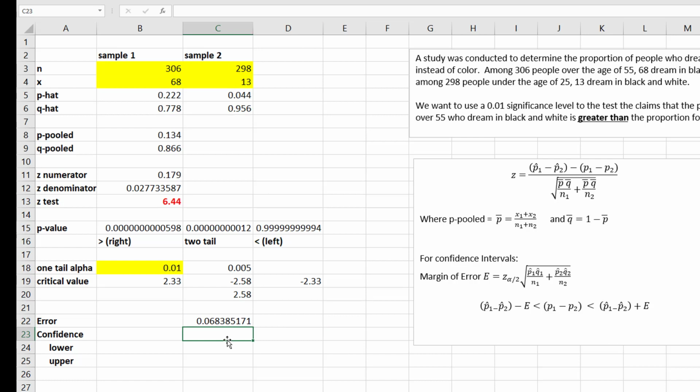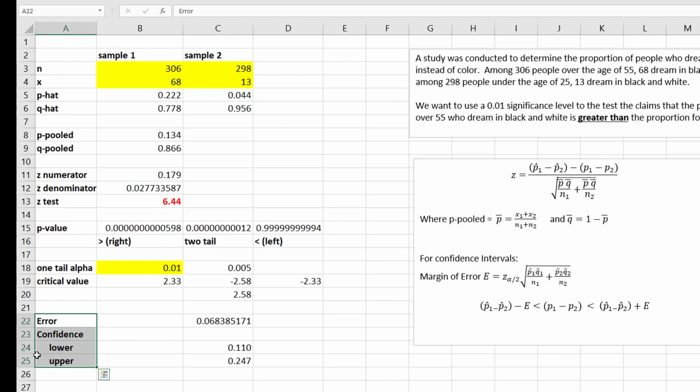So that's my error. So how do we find the lower confidence interval? We take p hat of sample 1 minus the p hat of sample 2 and subtract the error. So I take p hat sample 1 minus p hat sample 2 minus my error. And then I do the upper, which is to add. So p hat 1 minus p hat 2 plus my error. Okay, so that would be my upper and lower confidence interval.